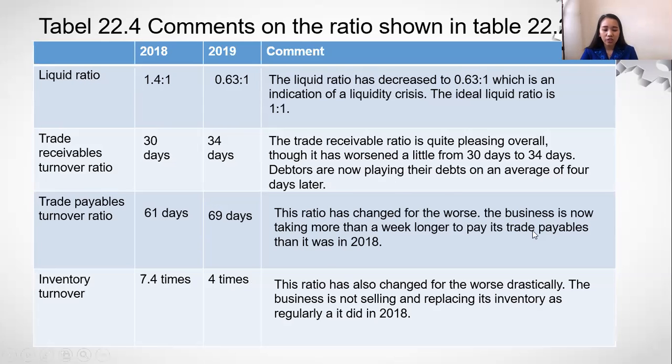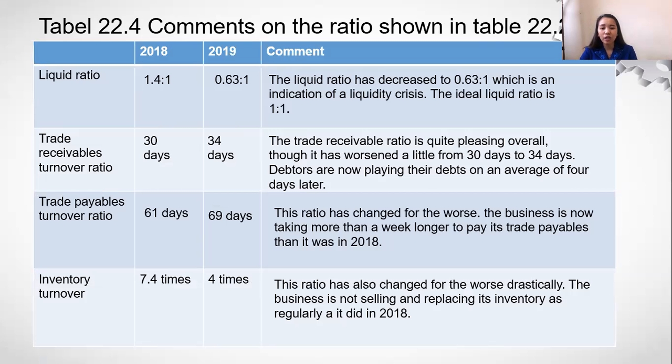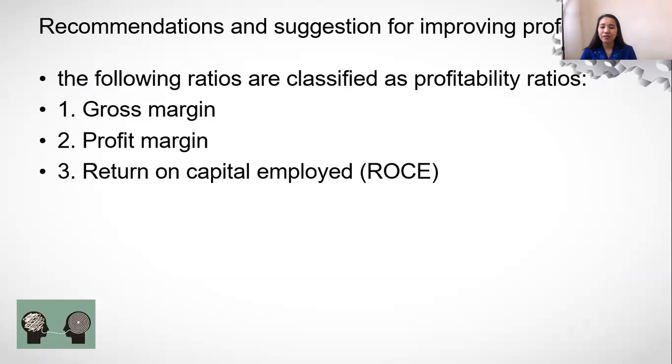Inventory turnover. The ratio has also changed for the worse drastically. The business is not selling and replacing its inventory as regularly as it did in 2018. So here are the comments that we can make from each ratio already shown in our table between 2018 and 2019. After we find the comments, we can jump to the recommendation and suggestion.